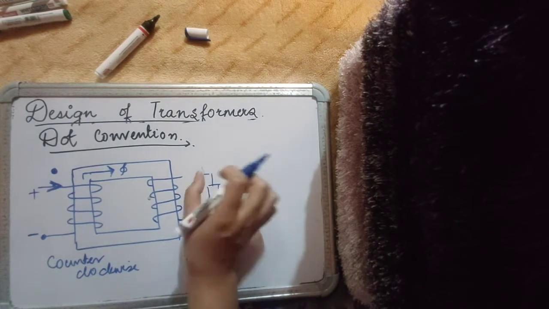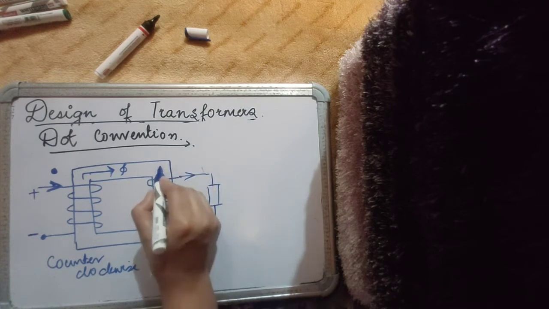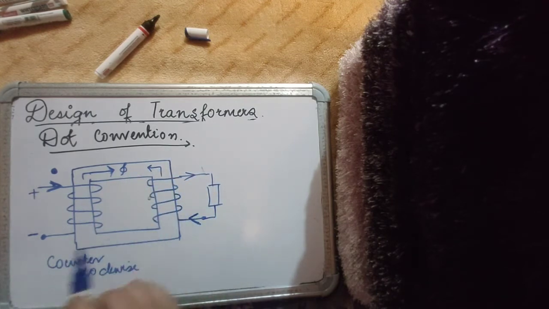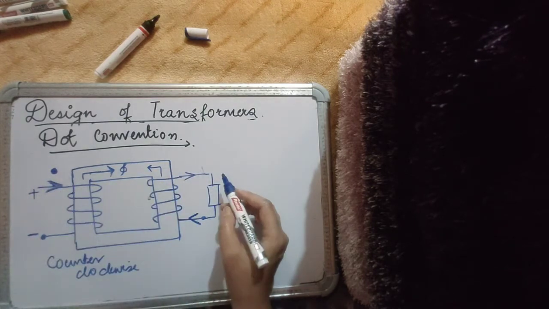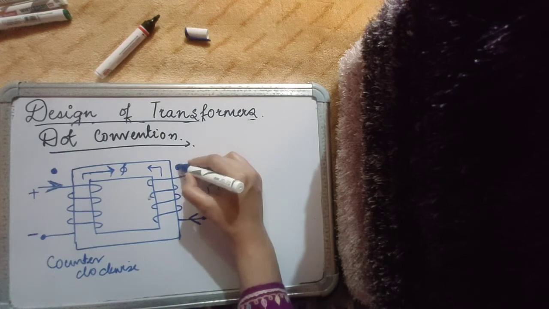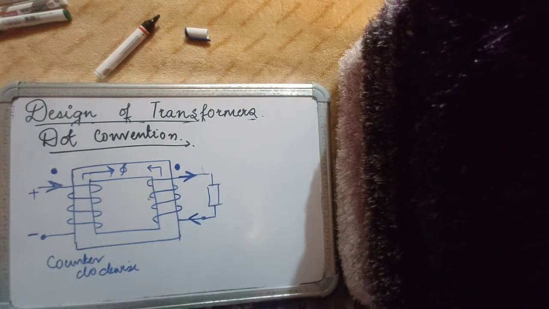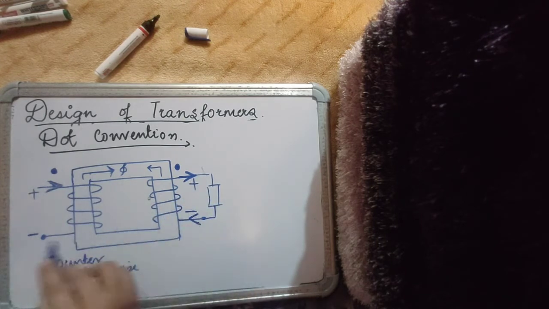So of course current has to flow like this, so that the flux is opposed. Now this also means that current entering the dot on the secondary side should reflect as current leaving the dot. So current is leaving the dot over here, or in other words, the dots have the same polarities of voltage. So of course the primary and secondary are in phase. There is no phase shift.